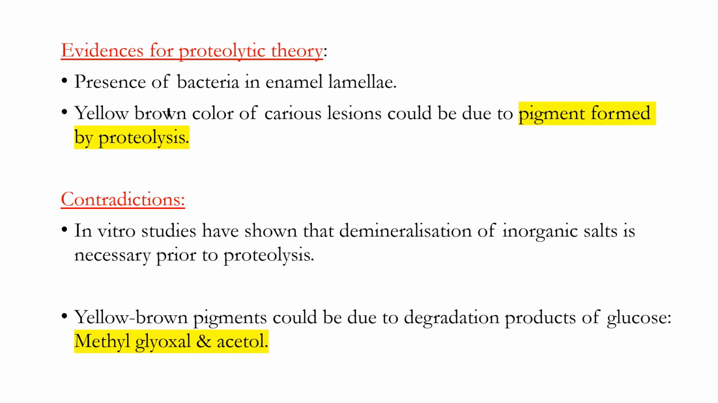These were proposed by people who were favoring the theory, although there were contraindications where it showed that demineralization of the inorganic component is essential prior to proteolysis. So what he said was actually the other way around, so it did not stand any merit. And these people also mentioned that the yellow-brown pigment could be due to degradation products of glucose, which are methylglyoxal and acetol.